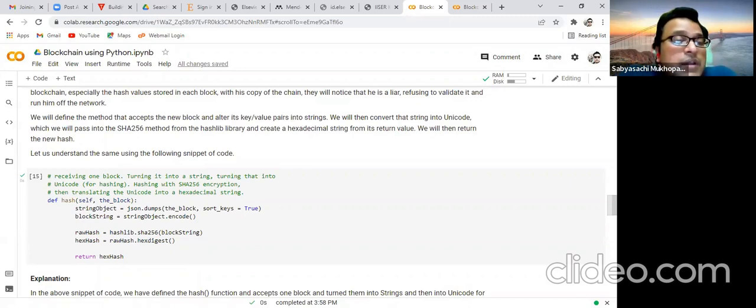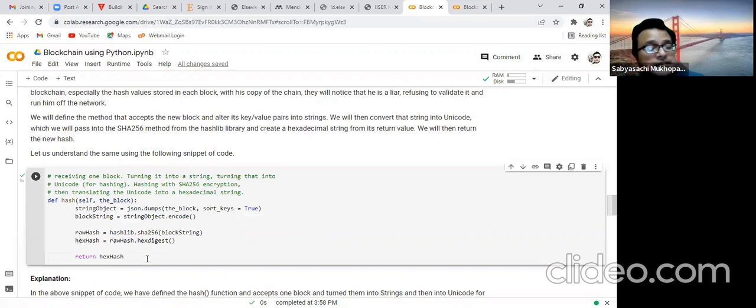Then block string object encode. Okay, we have defined it, then the raw hash with the help of the hashlib.sha256 encryption method, where the block string is your parameter. Then we define the hash with the raw hash dot hexdigest function, and then return the hash. So we have created the hash function here successfully.